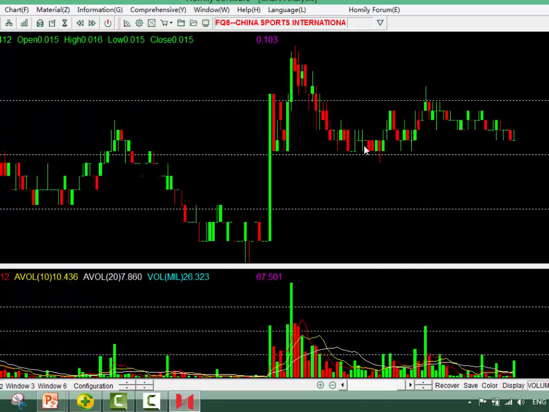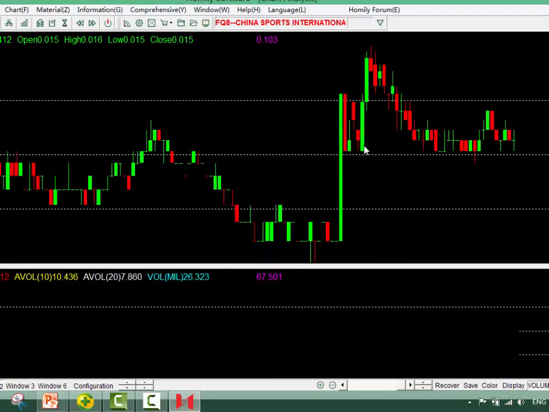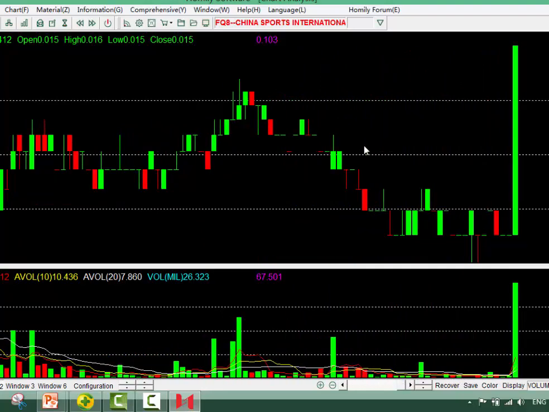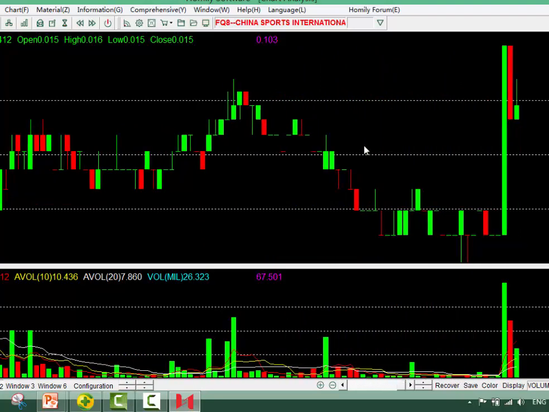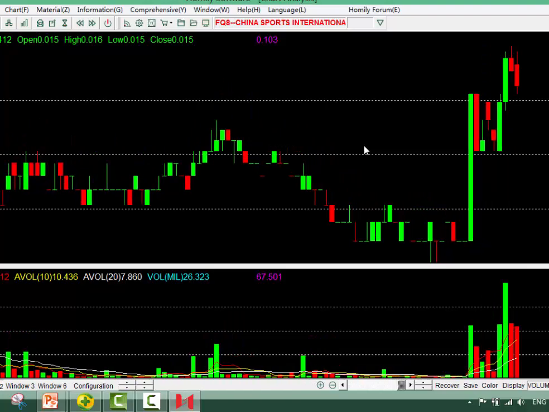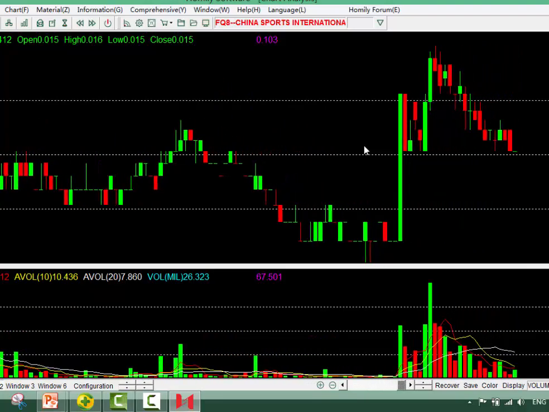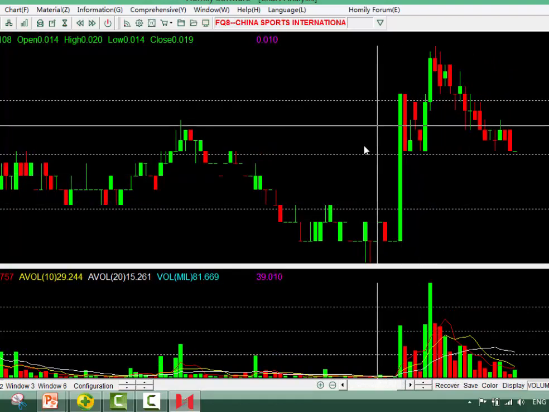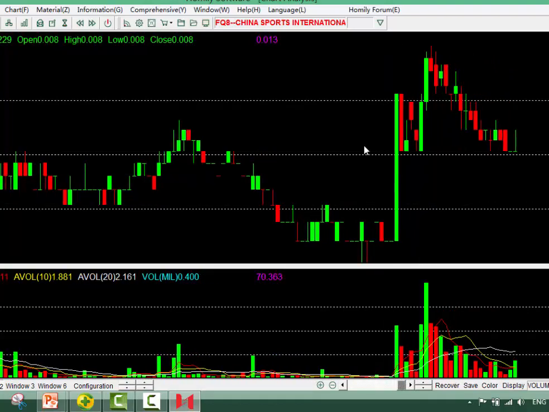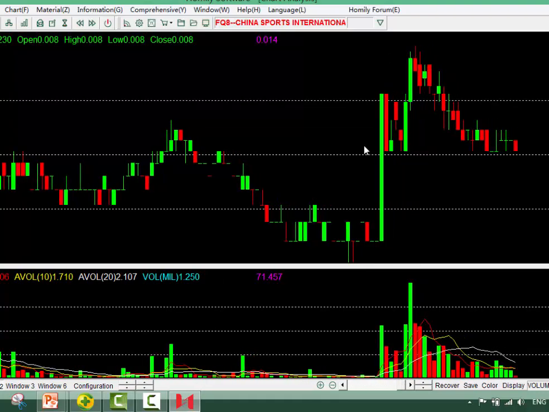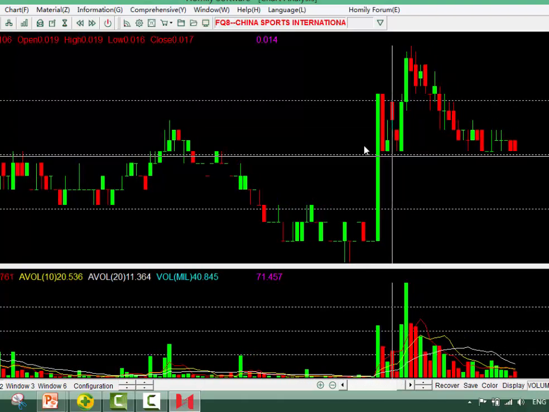Then we can see here another one. This is another big candlestick. So where is the buy point? Then the price retraces. Half of the candlestick may be here. Can we buy or not? Can we buy or not?